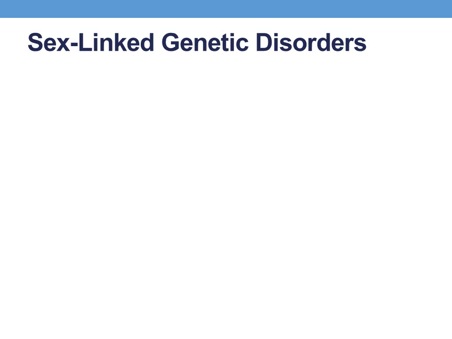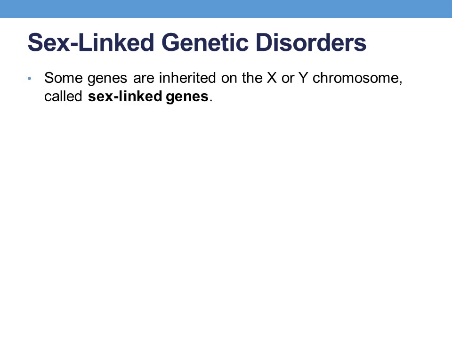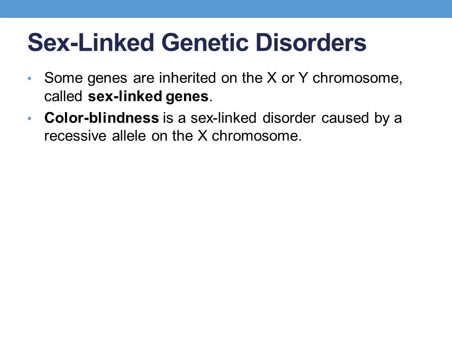All right, so now that we have an understanding of X and Y, there are some disorders that are linked to the X chromosome. So some genes are inherited, mostly on the X, occasionally on the Y chromosome, and we call them sex-linked genes. The most common example of a sex-linked gene or a sex-linked disorder is red-green color blindness. And it's caused by a recessive allele on the X chromosome. So somebody has the recessive allele on their X, they're going to be affected with this disorder.